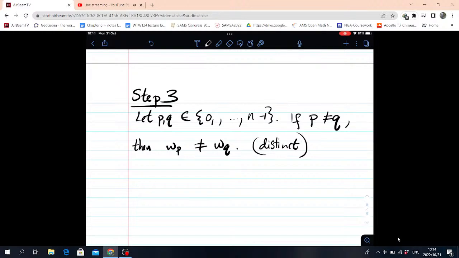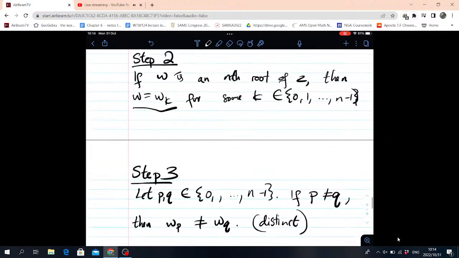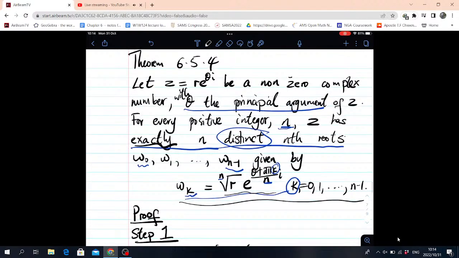Then if we look at all these, we have shown that indeed the statement is true. We have dealt with the fact that there are n of them, the n roots that we are going to get. They are exactly that number, and they are distinct.